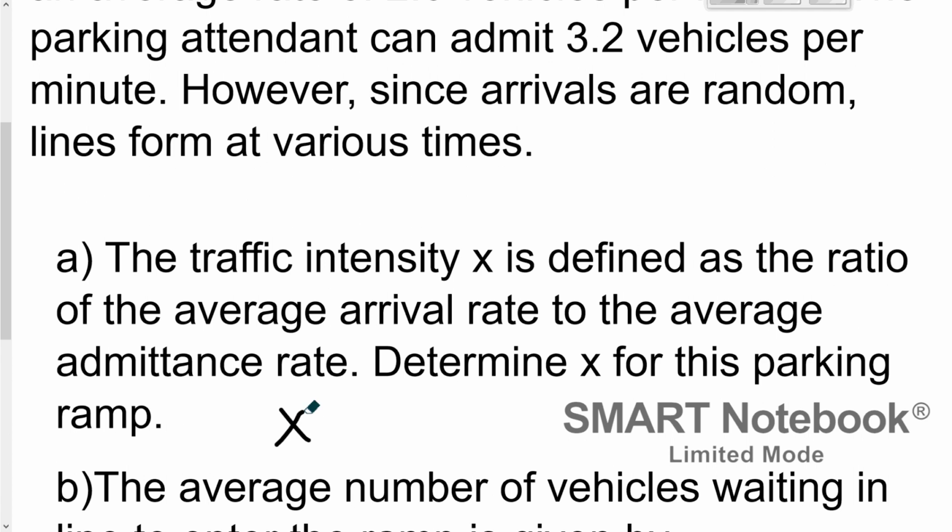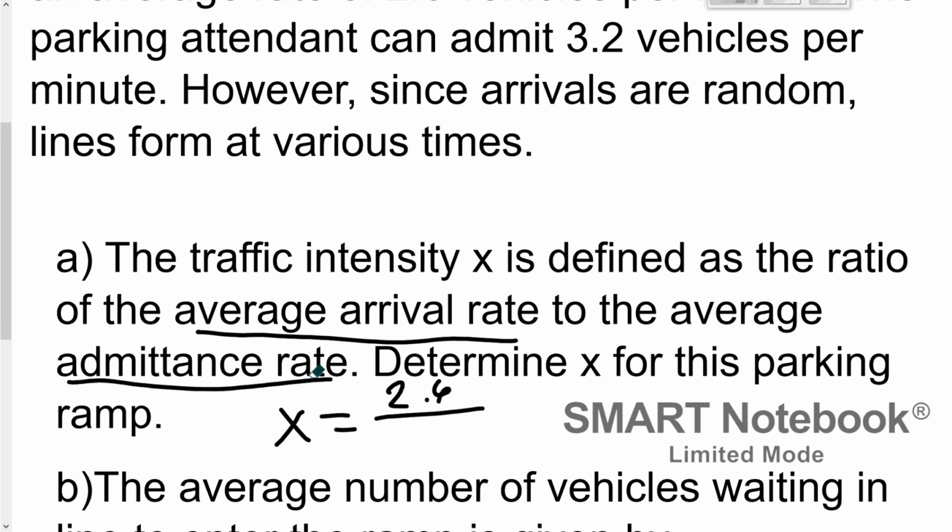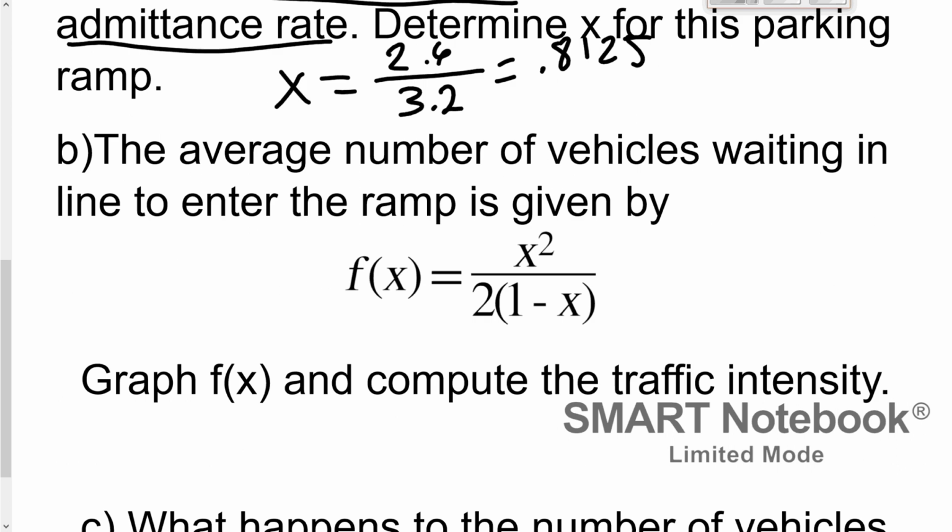And so we take the average arrival rate, which is 2.6, and divide that by the average admittance rate, how many we let in per minute, which is 3.2. So take 2.6 and divide that by 3.2, and we get approximately 0.8125. And so that is our traffic intensity, 0.8125.